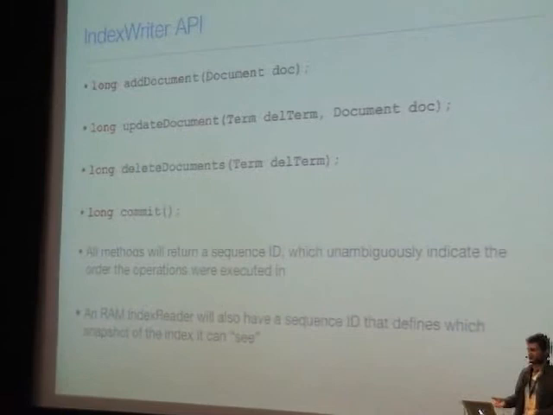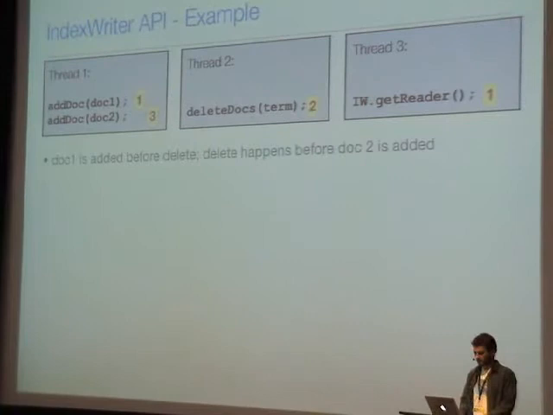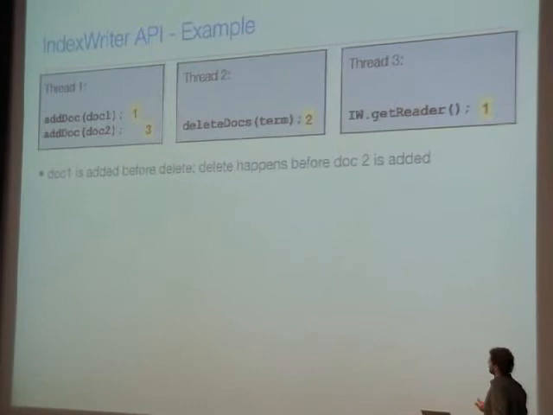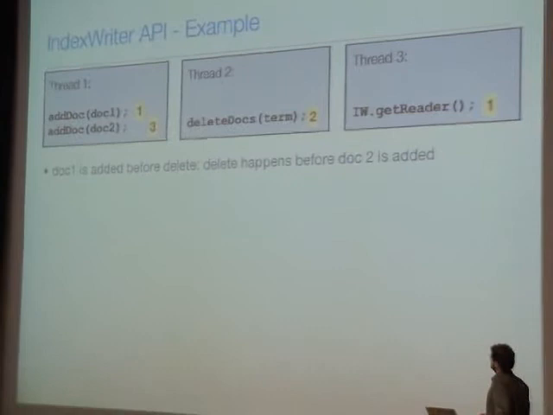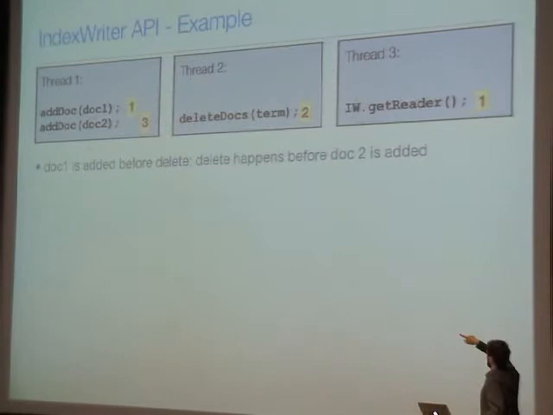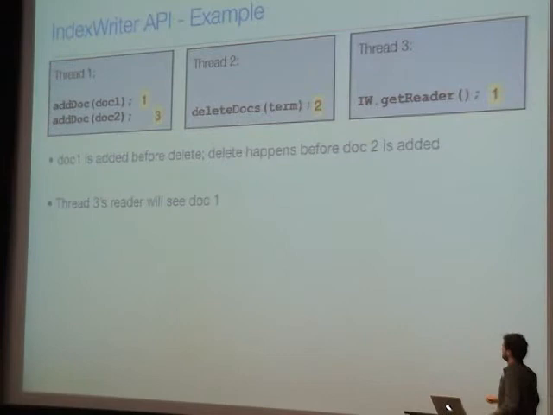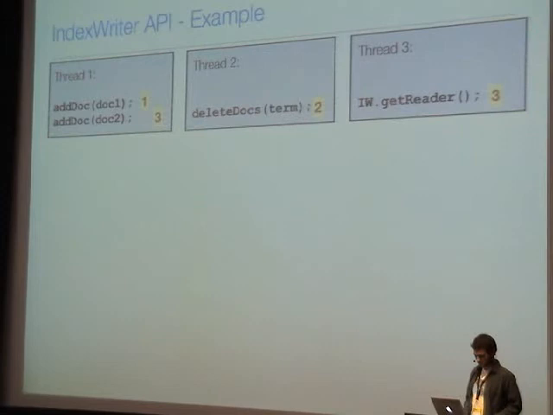So I have another example here. The yellow and red numbers here are the sequence IDs that were assigned in this example to those operations. So let's say the first add document call of course happened first, and then Java scheduled the delete docs before the second add document call, but getReader actually happened before both delete doc and add doc. So what will happen? Thread 3 will only see document 1 because it was opened before actually the document was deleted, right?